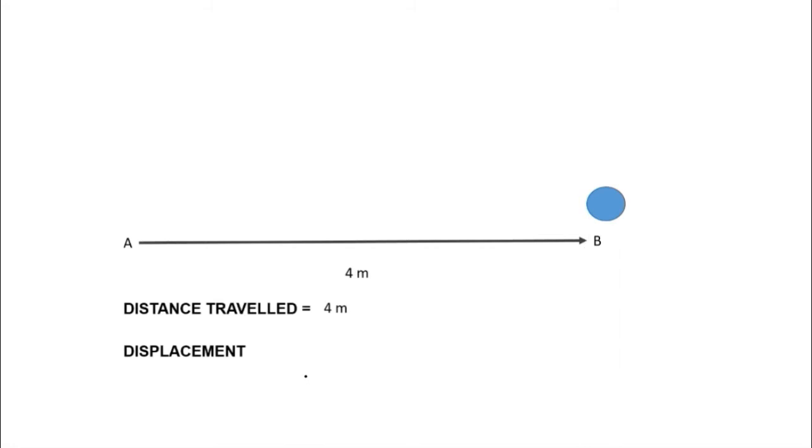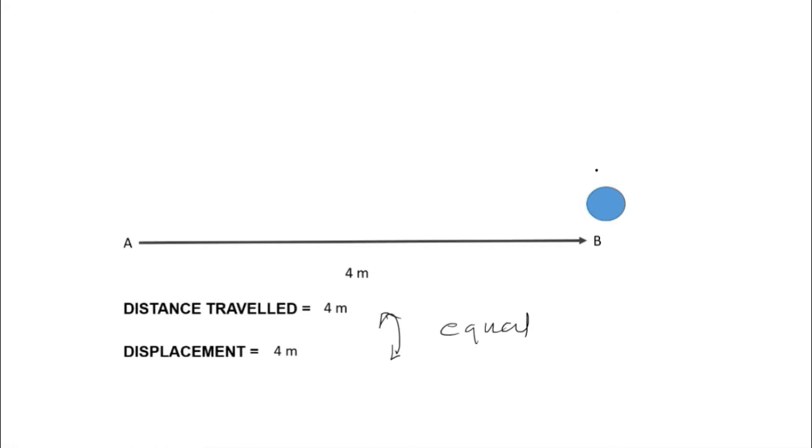And what about the displacement? Displacement is the shortest distance between the initial position and the final position. And what will be the shortest distance? That itself also will be 4 meter. So this is an example where the distance traveled and the displacement are both equal.